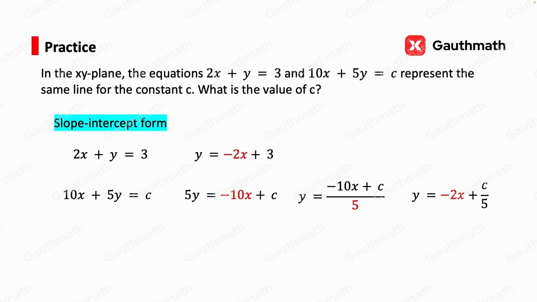Now, the question tells us they represent the same line. That means they have the same slope and they have the same y-intercept. We can see from these 2 linear equations in slope-intercept form that the slopes are the same. They are both -2. Then the y-intercept must be the same as well. So equate 3 and c over 5, and then we solve for c. c equals 15. That's exactly the same answer we got in previous videos.